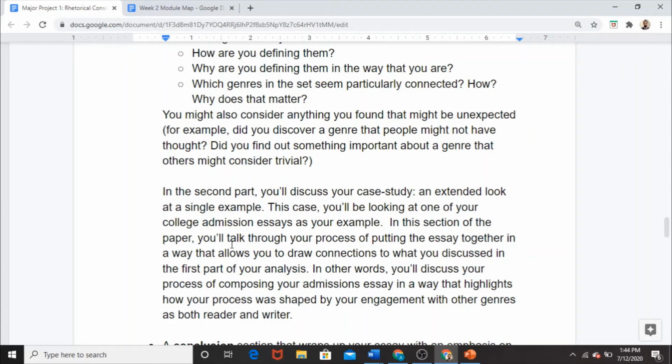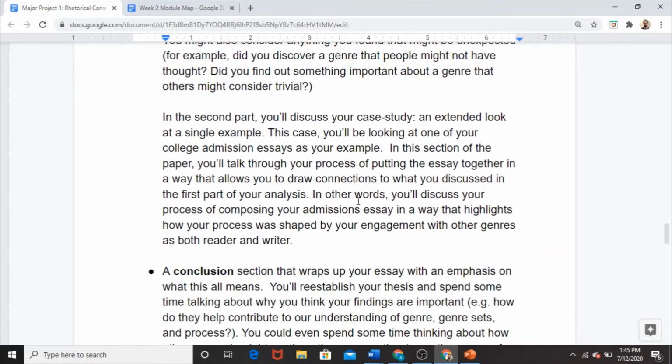I thought this value was important because when engaging with this course's mission statement site or information that was provided on a tour, etc., it seemed that this was something that was really important for them thinking through who they wanted in their institution. So again, you're discussing your process of composing your admissions essay in a way that highlights how your process was shaped by your engagement with the other genres as both reader and writer.